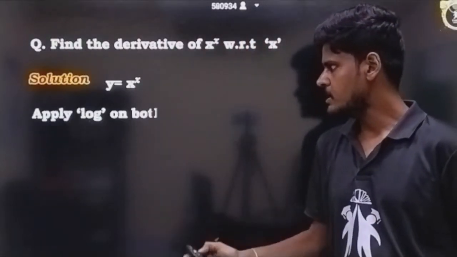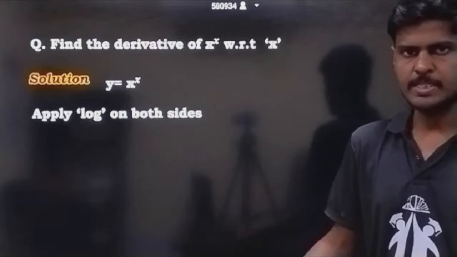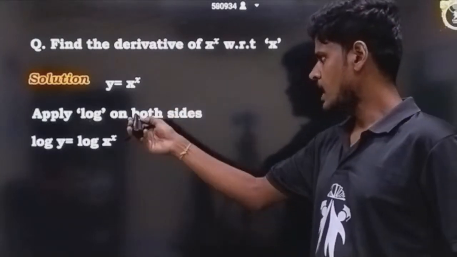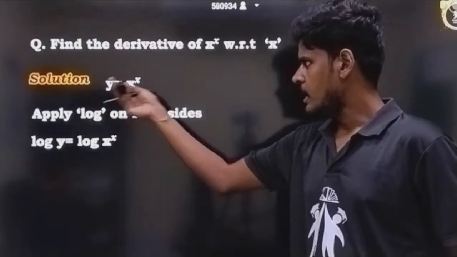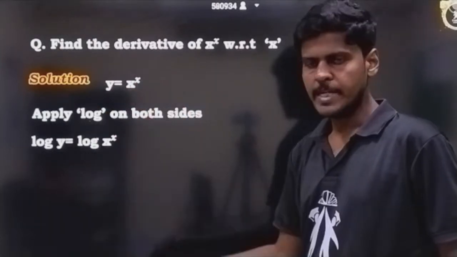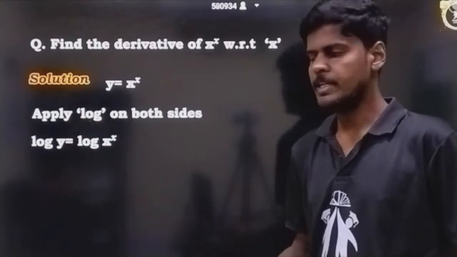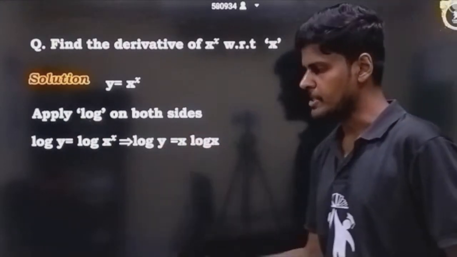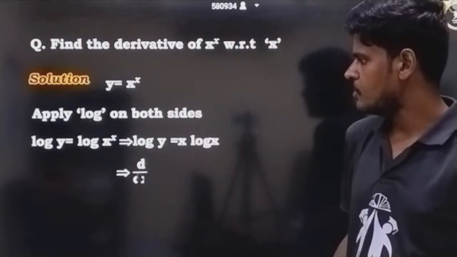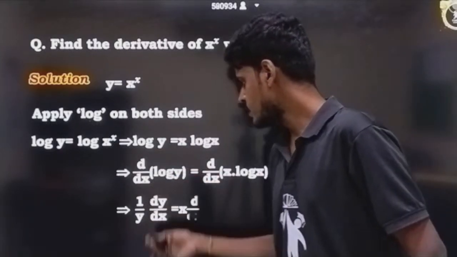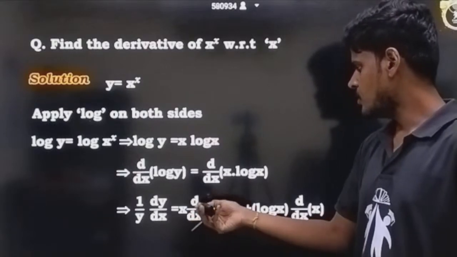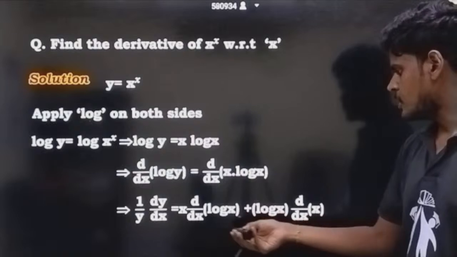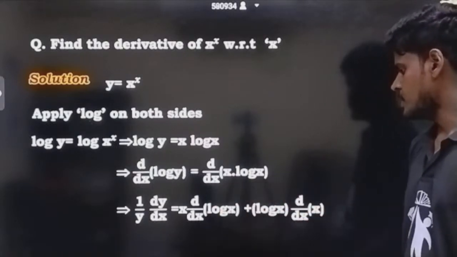So how to find the derivative of x power x? Apply log on both sides. It is from the logarithmic differentiation method. When you take log y is equal to log of x power x, this power x will go to the front, that will be x into log x. So we get log y is equal to x log x. Now differentiate this. Differentiation of log y is 1 by y into dy by dx, equal to differentiation of x log x. That will be x into differentiation of log x plus log x into differentiation of x.